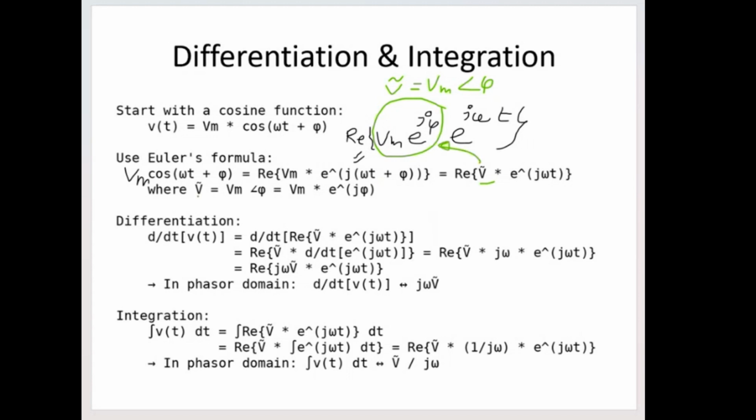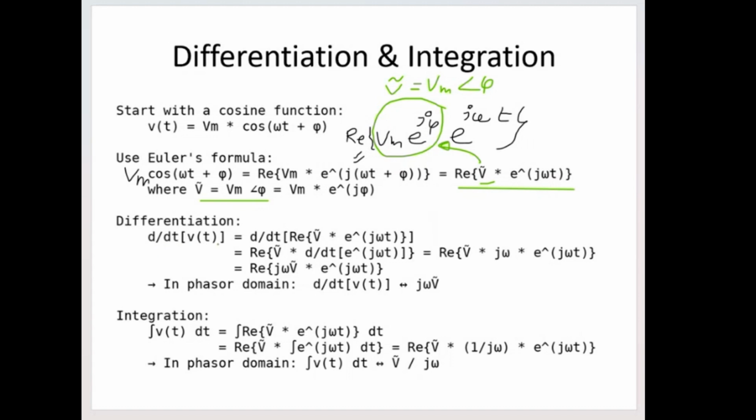We actually define it as v tilde here. And now that we know the time domain function can be written as the real part of this complex number, let's go ahead and take the derivative of this complex number.